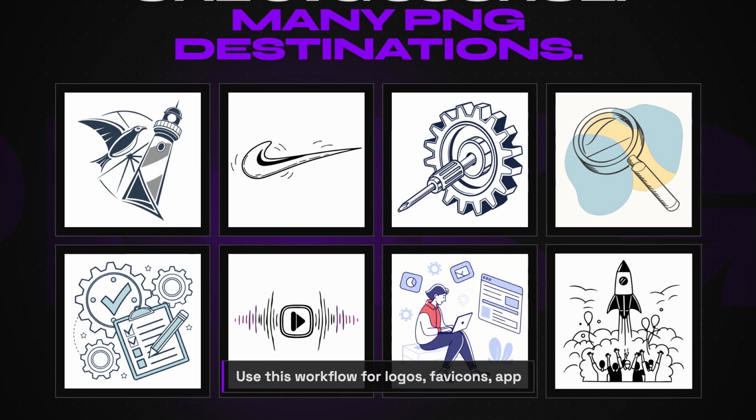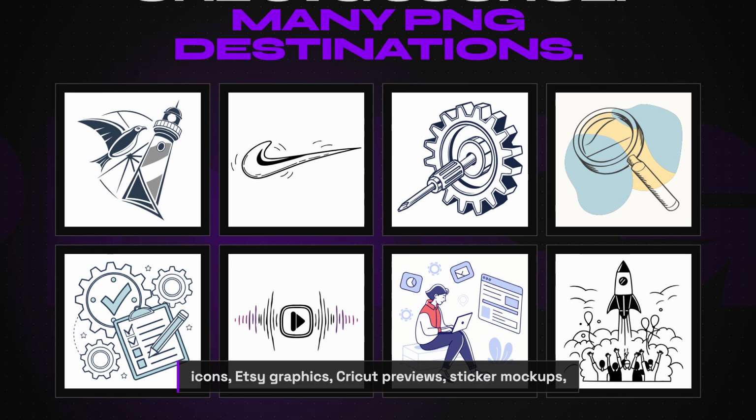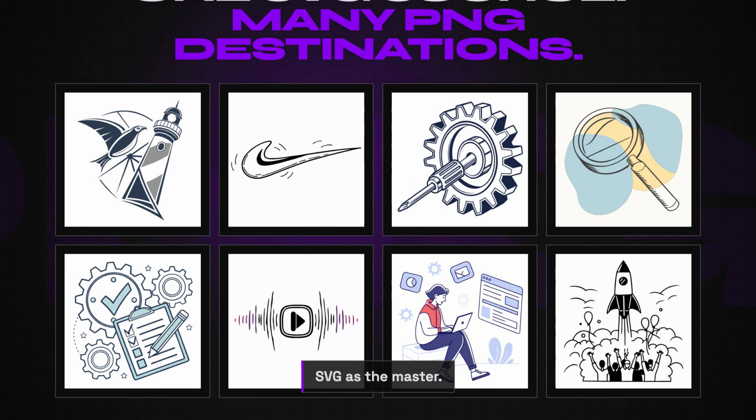Use this workflow for logos, favicons, app icons, Etsy graphics, Cricut previews, sticker mockups, slide decks, landing page illustrations, product screenshots, email graphics, and social thumbnails. Anywhere someone asks for PNG, you can still keep SVG as the master.